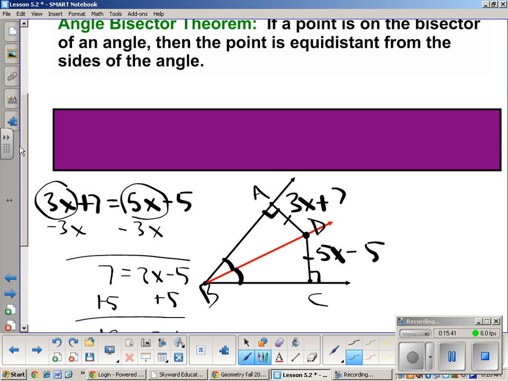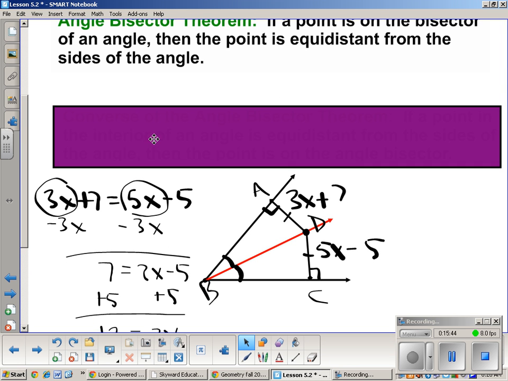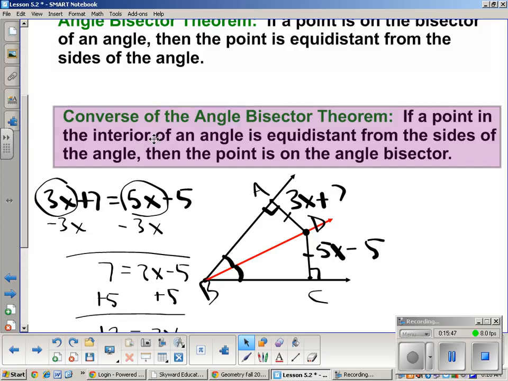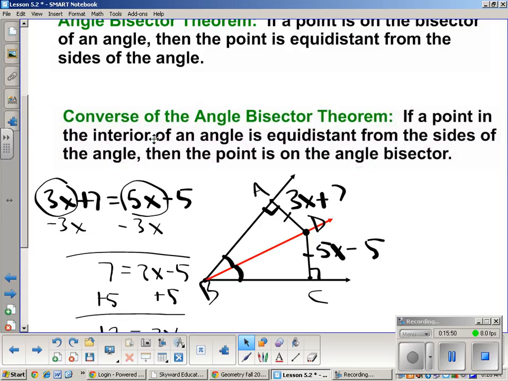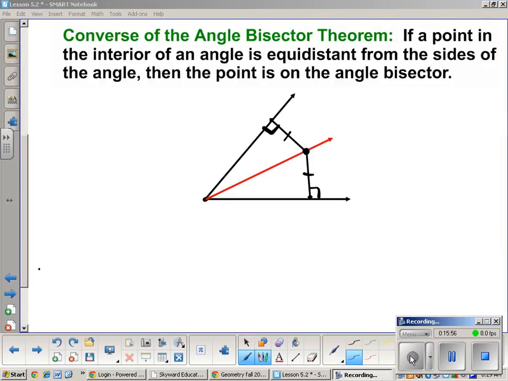Alright, so we have another theorem here. It says the converse of the angle bisector theorem. And again, I'll pause this so you can copy that down. Alright, if a point is in the interior of an angle, so we have this point right here, and we'll just label it D, that's what we called it before. If this point is in the interior of the angle, it is equal distance from the sides of the angle. So we've identified that these distances are equal and that it's perpendicular, so it's actually measuring the distance from this side and this side, okay?